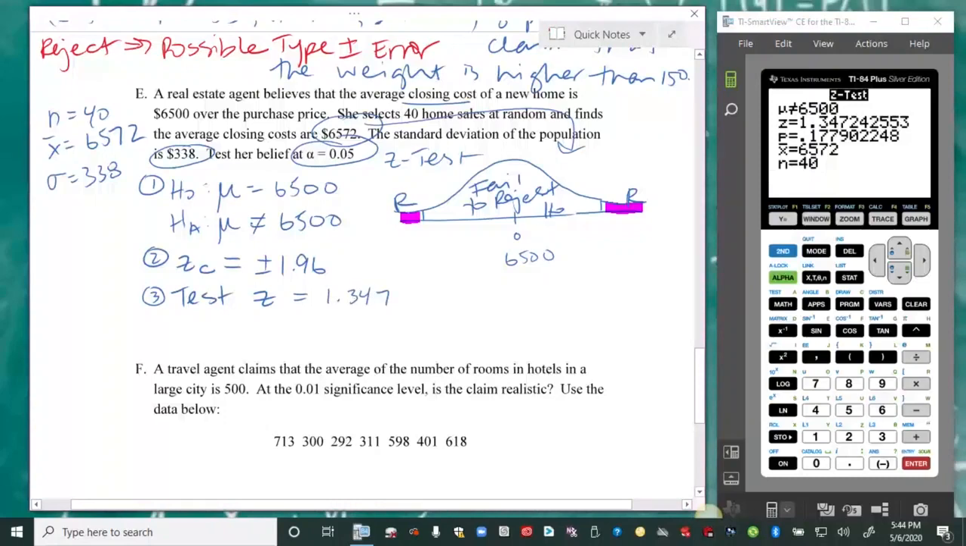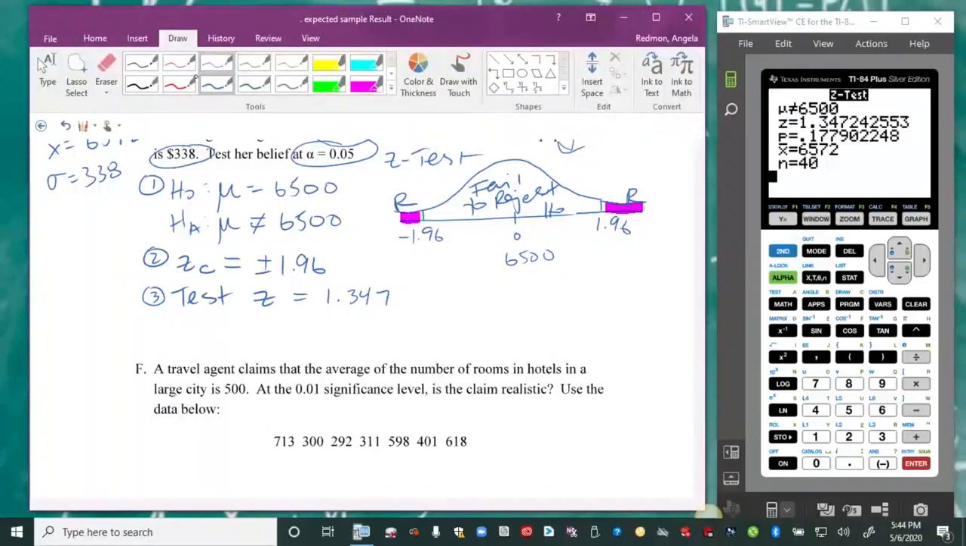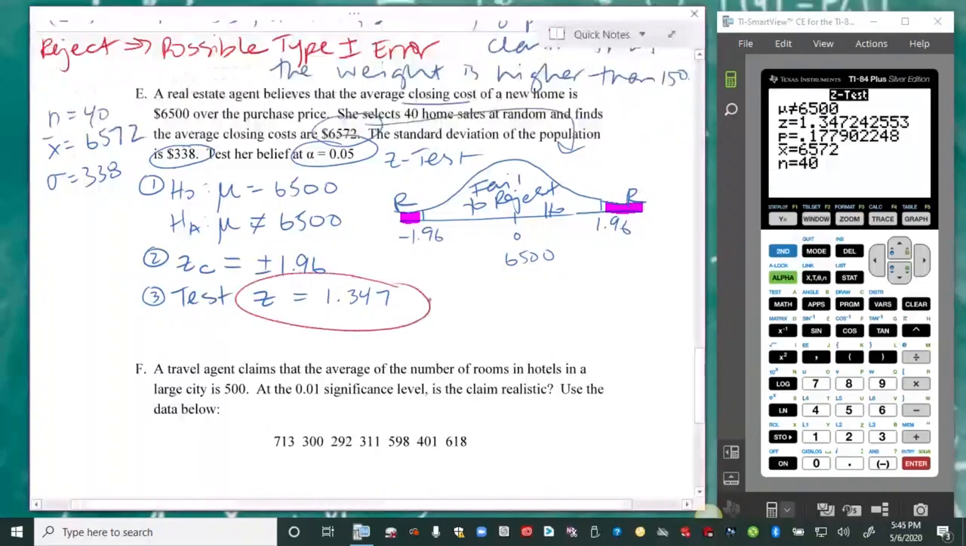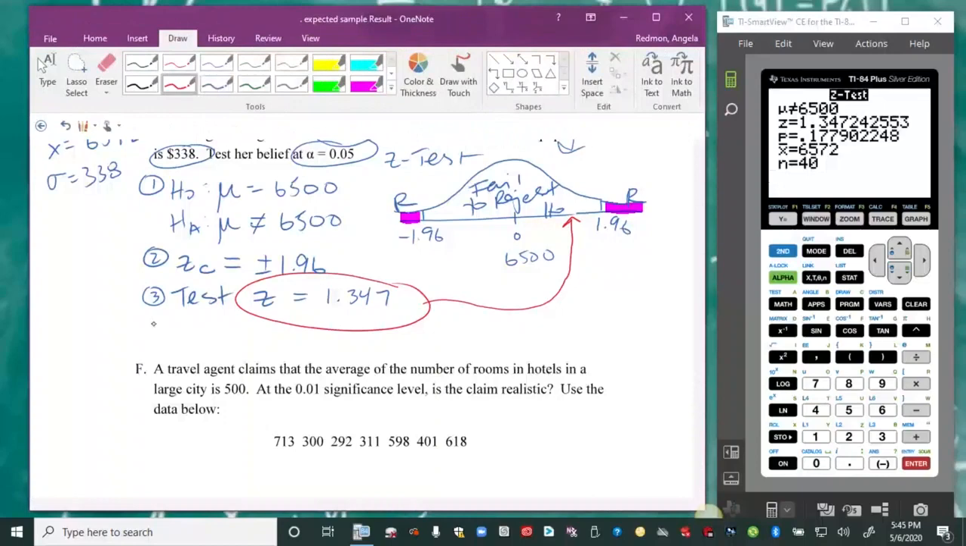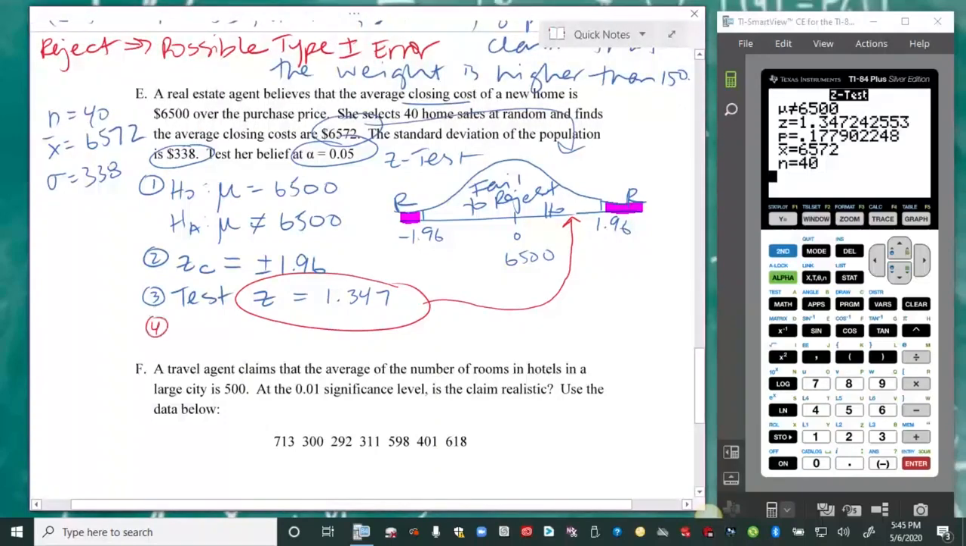Okay, so our test z is 1.347. So where does 1.347 fall? Remember, this was 1.96 and negative 1.96. So if I were to put this up on my normal curve, it would fall in the fail to reject region. So I would say number 4, fail to reject.